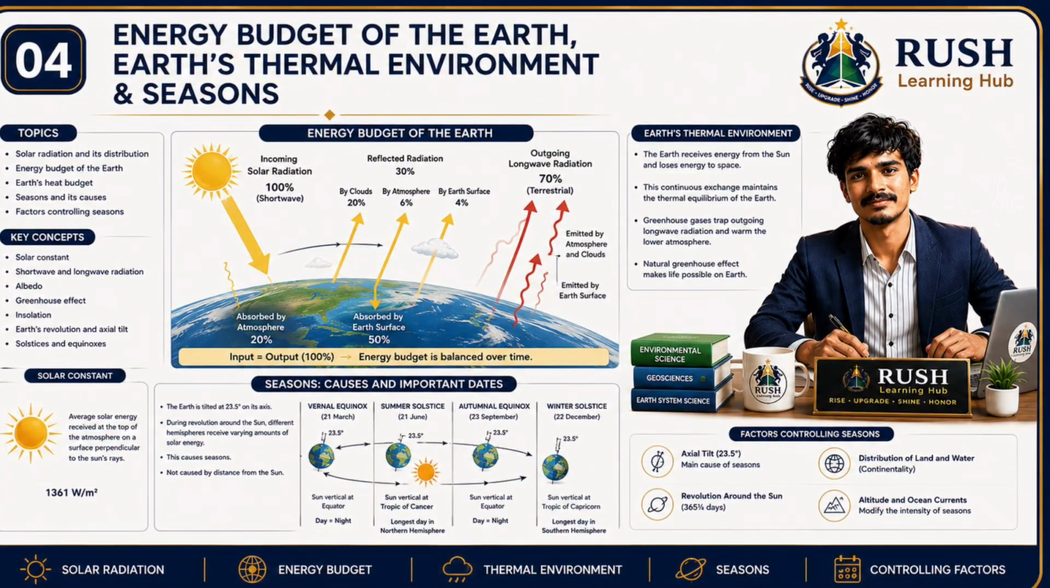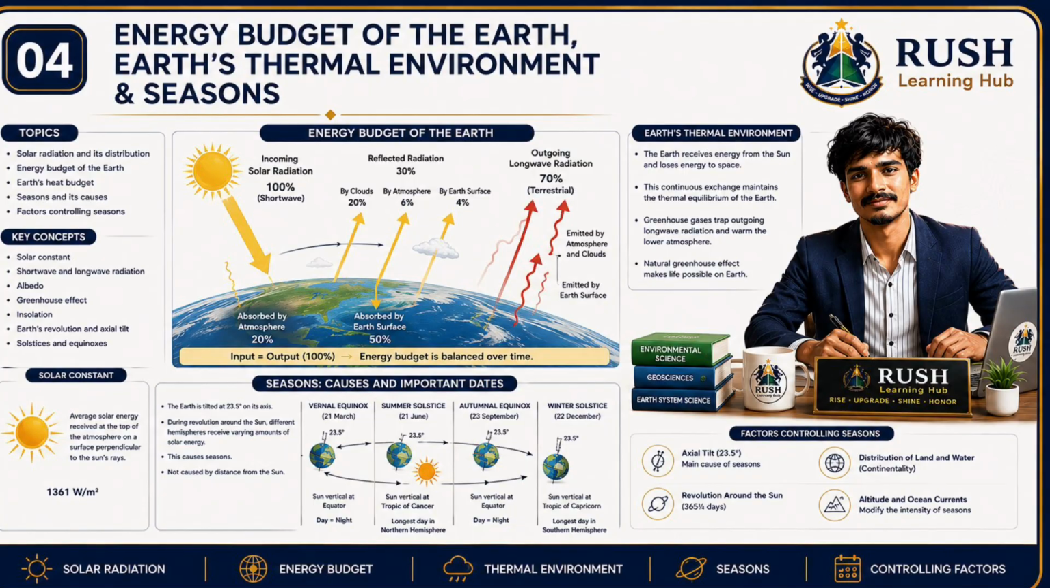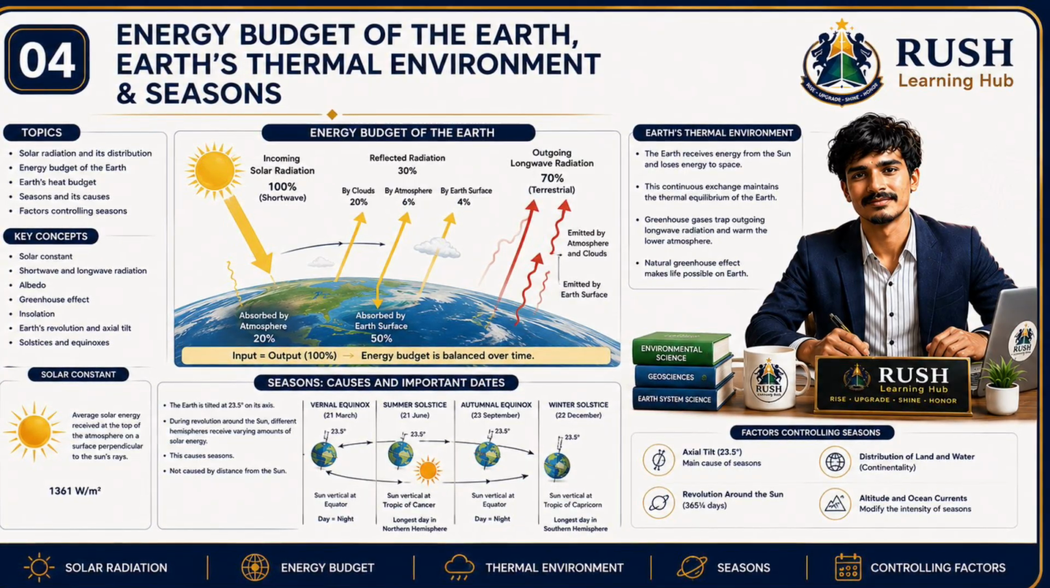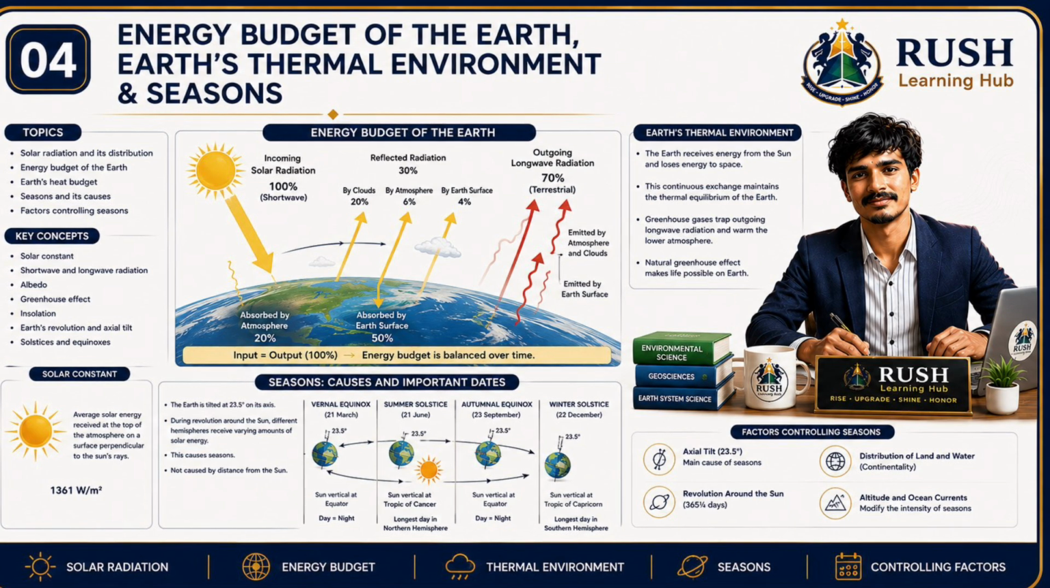There are 4 important positions of the Earth during its revolution. The first is the vernal equinox, which occurs around 21st March.